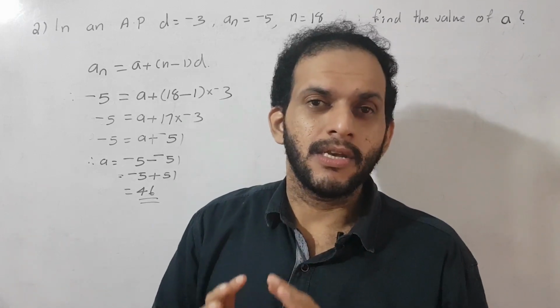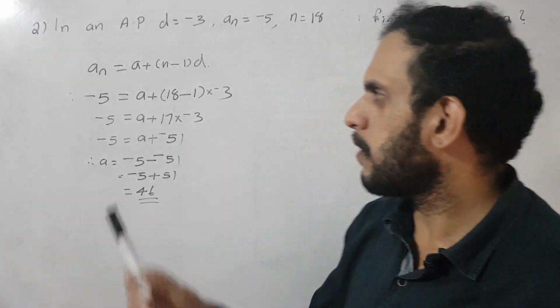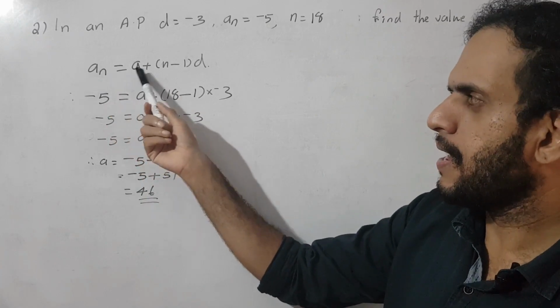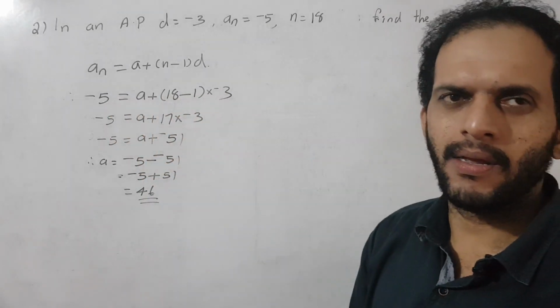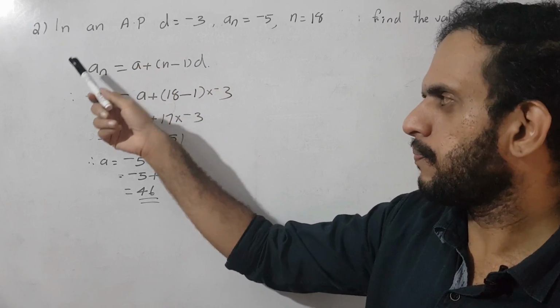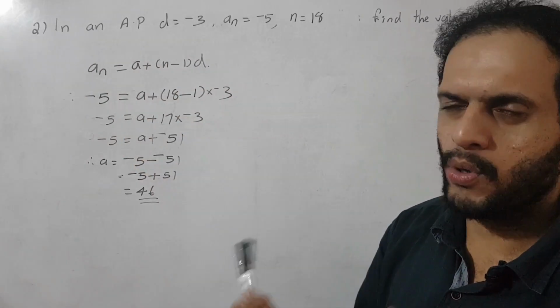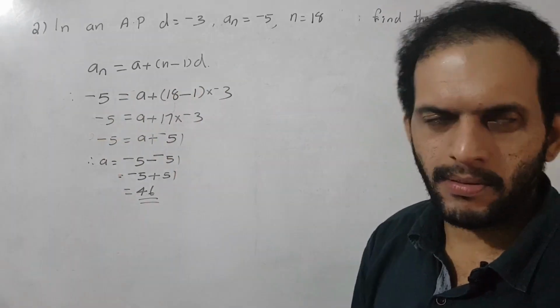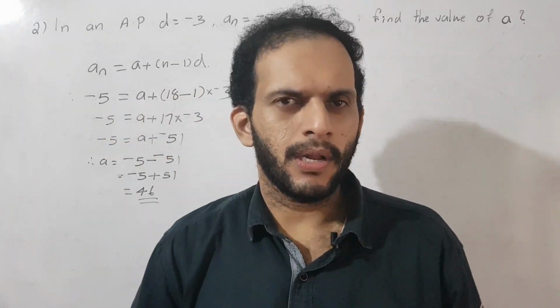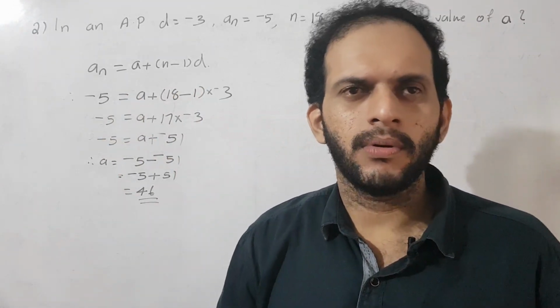Okay, in the same way it is possible to find any one of these, a, n or d, when the other values are given. What we need here is that all the other values are given, then it is possible to find any of these. Okay, I think you got the idea about this.